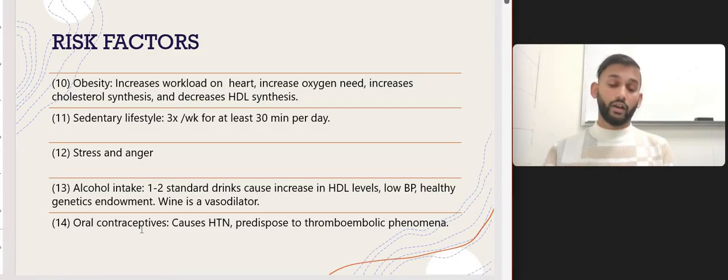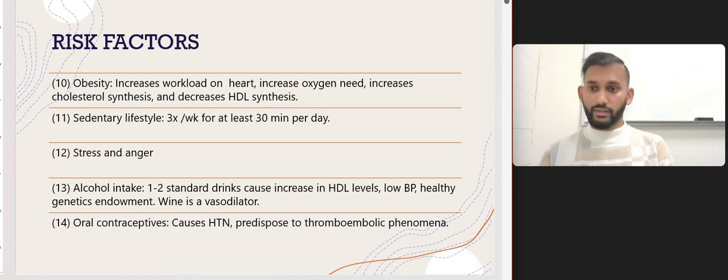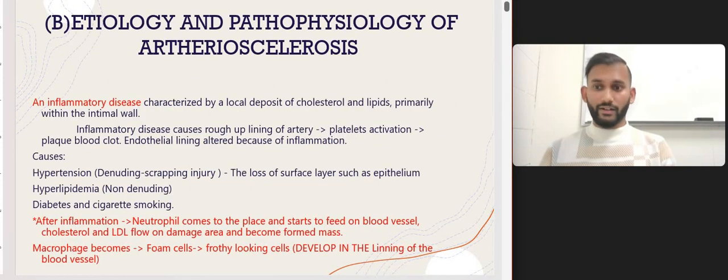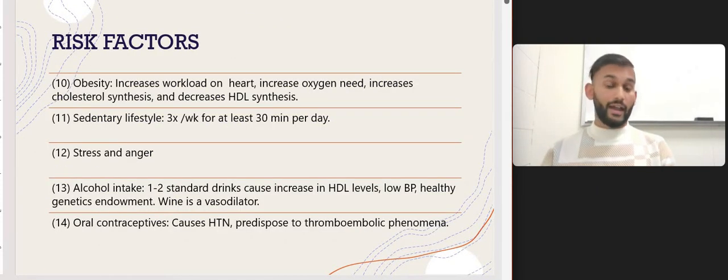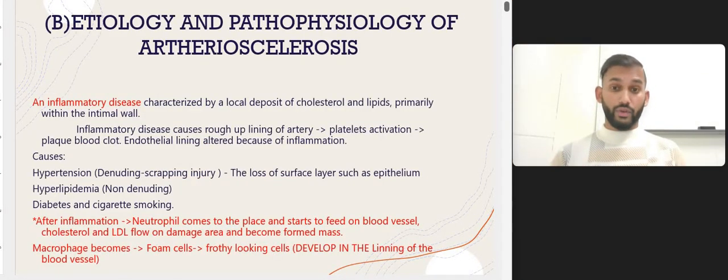Oral contraceptives can put us at risk for a blood clot, which can get dislodged and go through the coronary artery, and from there it can cause a complete occlusion, which can put us at risk for a heart attack or other coronary artery disease. So those were some of the risk factors that put the patient at a higher risk for coronary artery disease. So now, atherosclerosis.